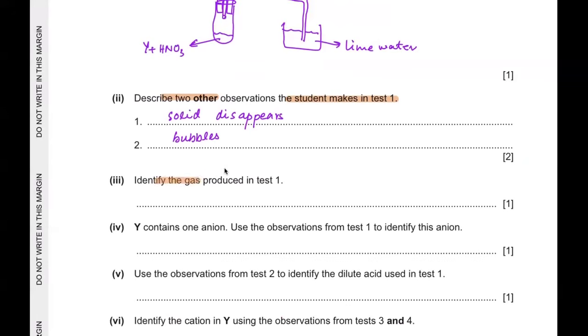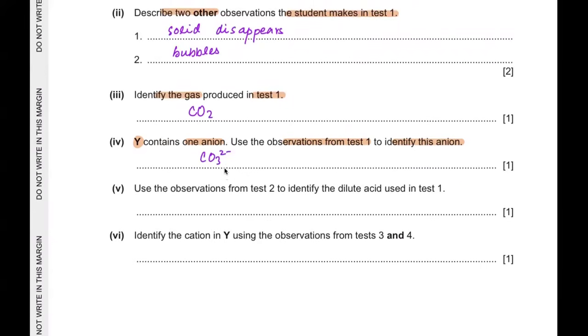Now, identify the gas produced in test 1. We have already identified that it's carbon dioxide. They have used the term identify. They don't ask you to write the name or the formula, so you can write either name or formula, both are correct. Next, Y contains 1 anion. Use the observation from test 1 to identify this anion. From the one where we get the carbon dioxide, we have identified that it's a carbonate ion from test 1, isn't it?